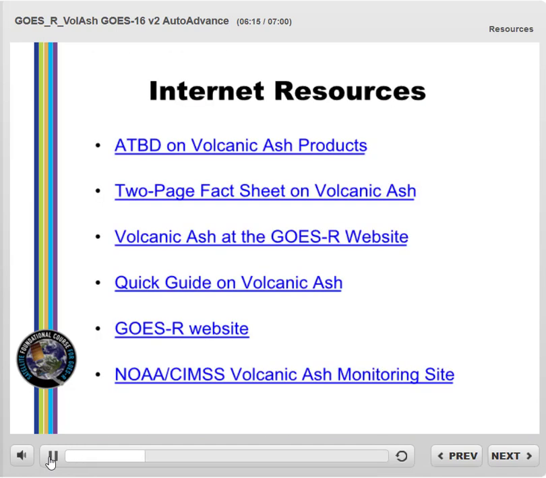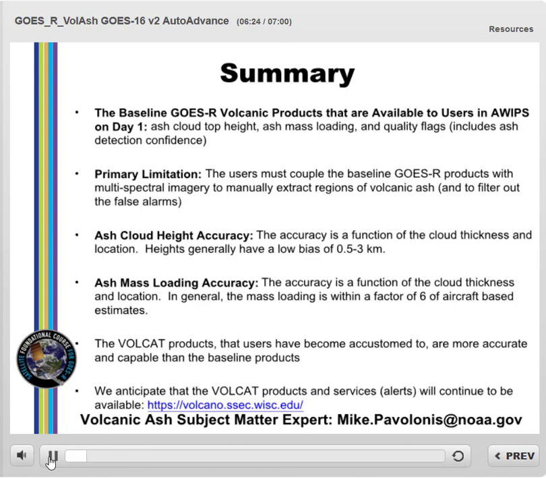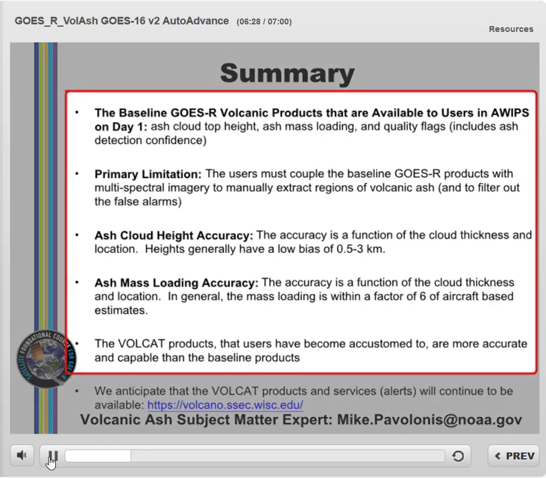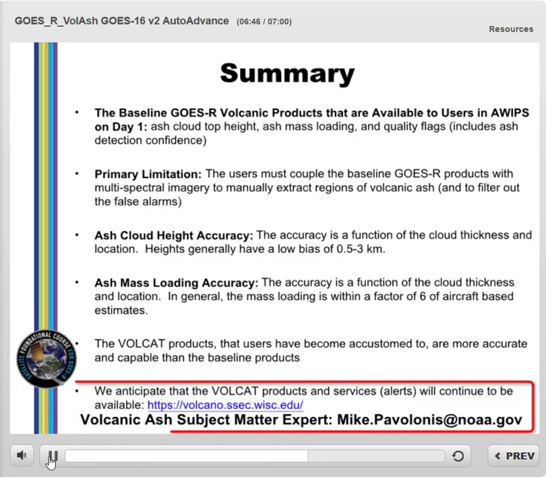You can find more information about the baseline product and other products used to detect volcanic ash at these websites. Baseline products give information that must be used in tandem with multispectral imagery to isolate the true aerial extent of the ash cloud. This is in part because the baseline product does not penalize for false positives. VOLCAT products that have been developed since the baseline products were inserted into the GOES-R ground system are more familiar to users who need volcanic alerts.